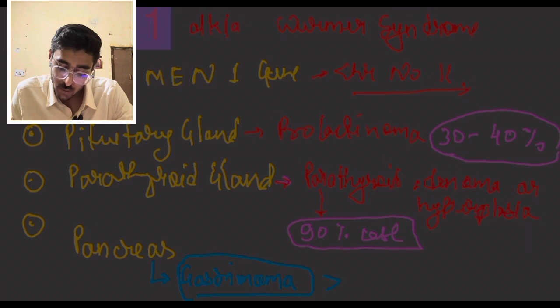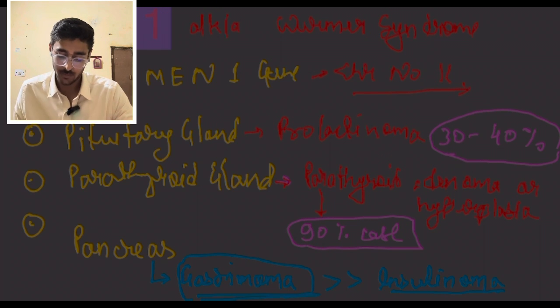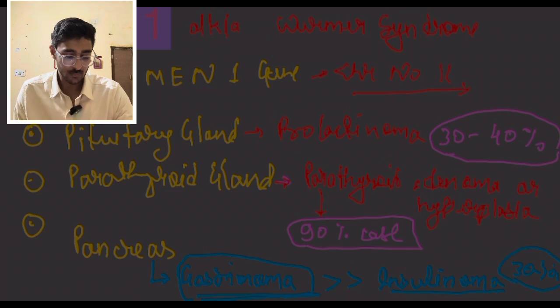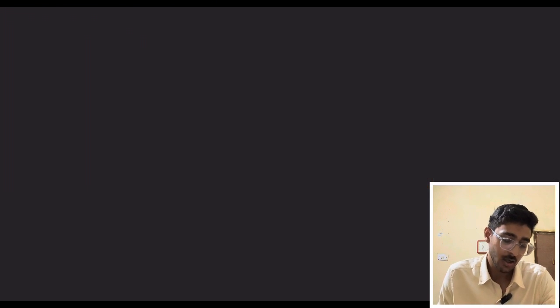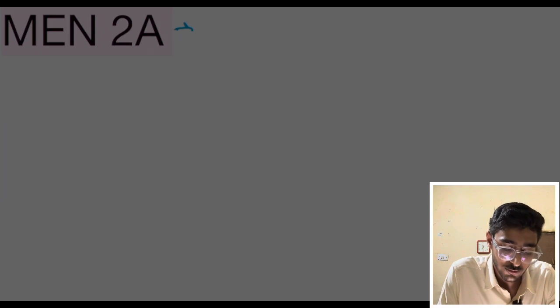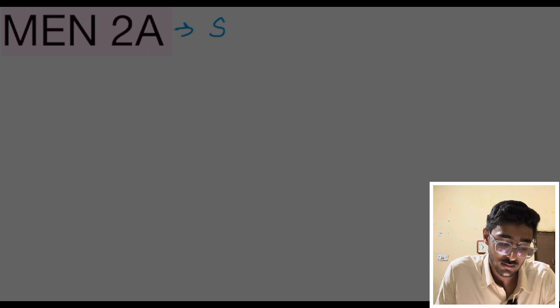And the second most common functioning tumor of pancreas in MEN 1 syndrome will be insulinoma, the insulin secreting tumor. And these can be seen in about 30 to 70% cases. Okay guys, we are done with the MEN 1 syndrome. Now let's go for the MEN 2A syndrome.